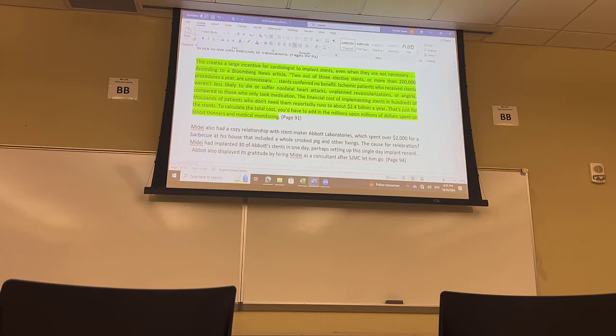This creates a large incentive for cardiologists to implant stents. After reading this book, I'm not doing statins. I'm not doing anything starting with ST. I'm not doing that from a doctor.